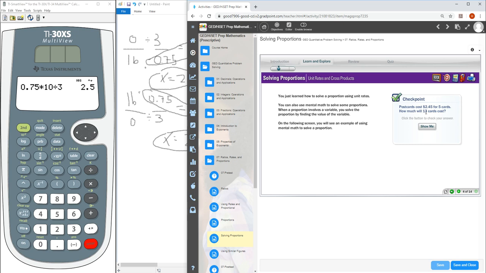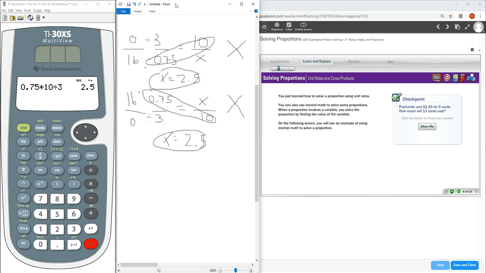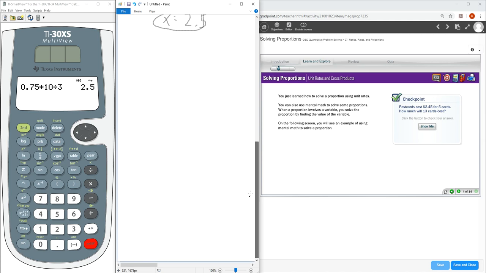Okay, let's go on. So, postcards cost $2.45 for 5 cards. How much will 13 cards cost? Well, let's take a look at that. So we know 3 things. We know it's $2.45. That's the first thing. For 5 cards, that's the second thing. We know 13 cards. That's the third thing. But the fourth thing is how much. That's our X value.